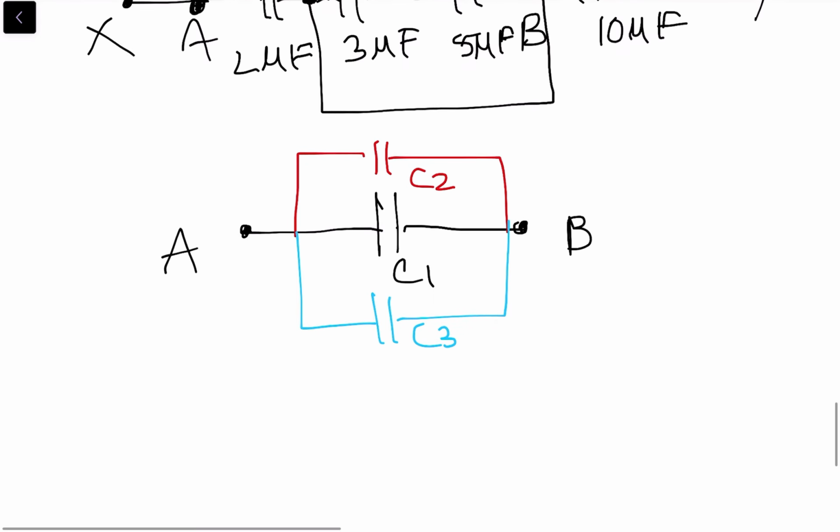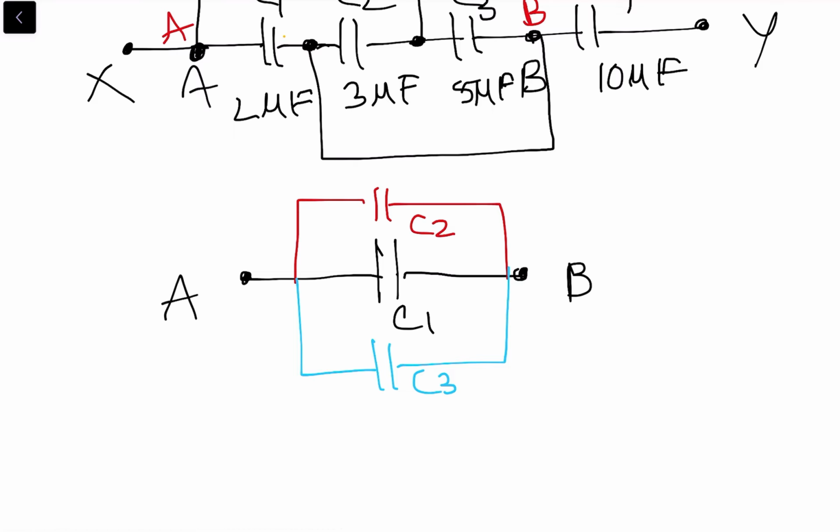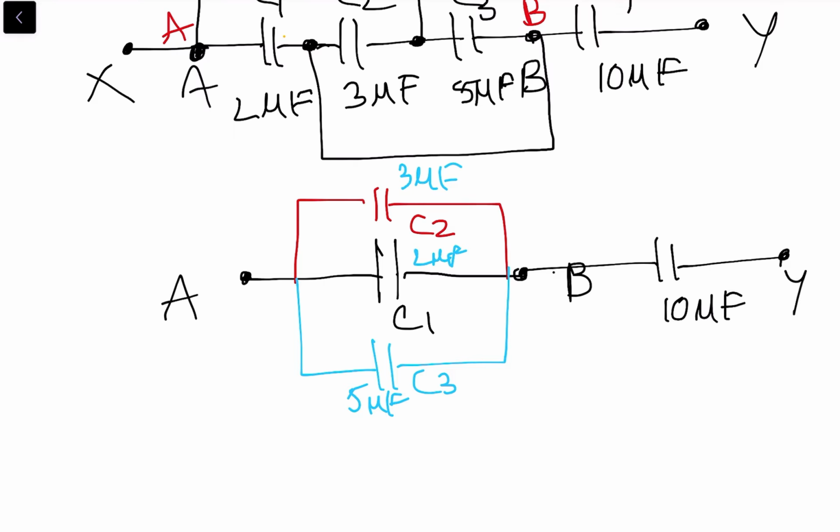C1 is 2 microfarads. Yes, C1 is 2 microfarads. C2 is 3 microfarads. Yes, and C3 is 5 microfarads. Therefore, all this combination is further extended, connected to another 10 microfarad capacitor, that is in series.